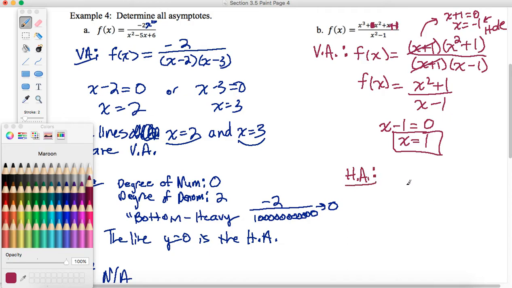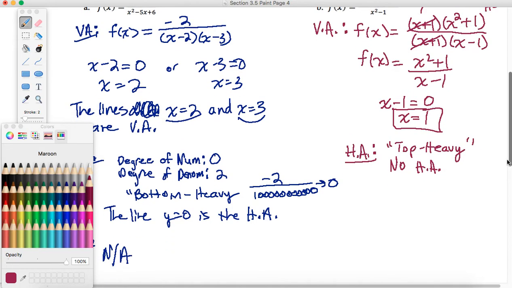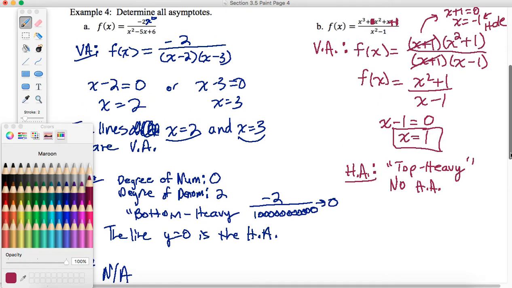Remember, you look at the degree of your numerator and your denominator. In this case, we are a top-heavy rational function. When it's top-heavy, there is no horizontal asymptote. And so we just don't have one. Our graph is going to go either to positive infinity or negative infinity as x approaches positive or negative infinity. And so now we're going to look at our oblique asymptote.